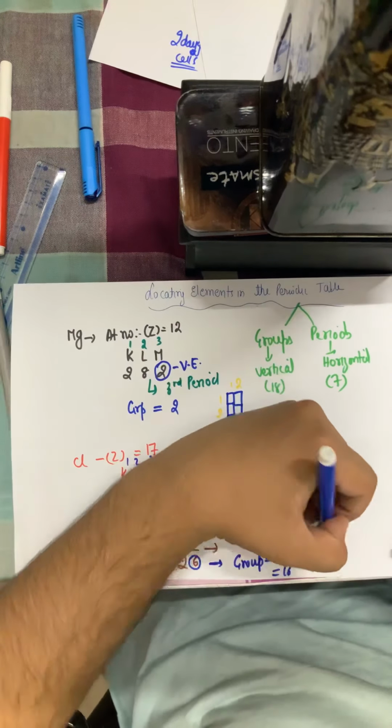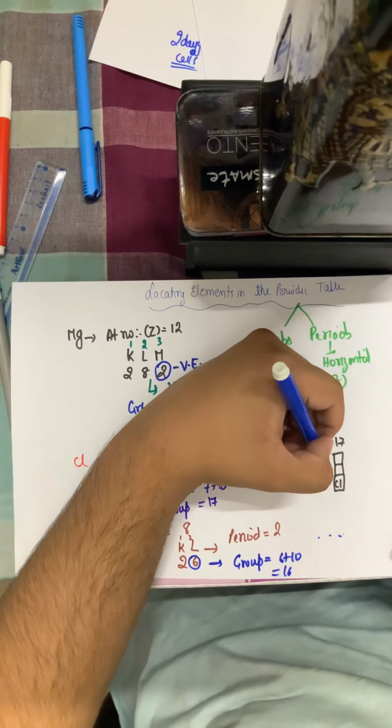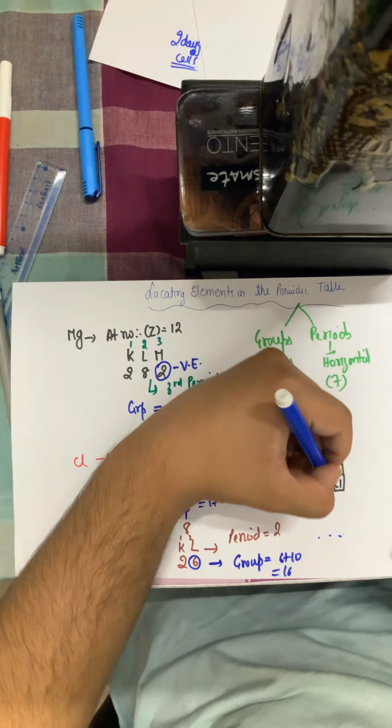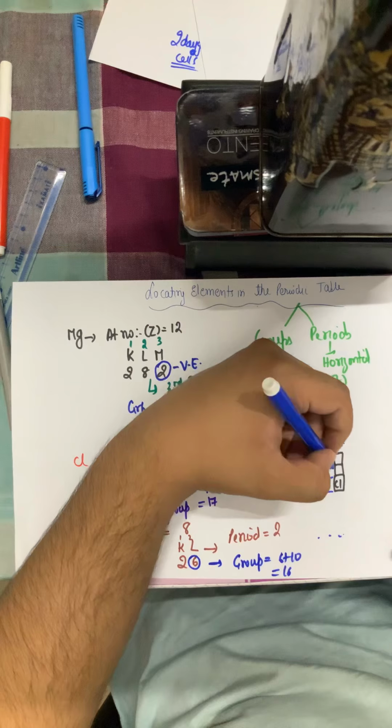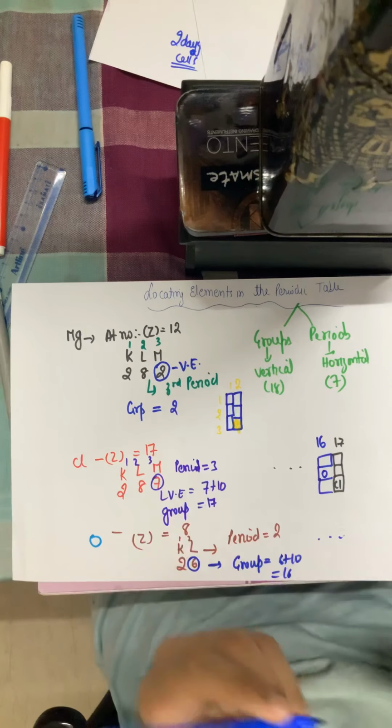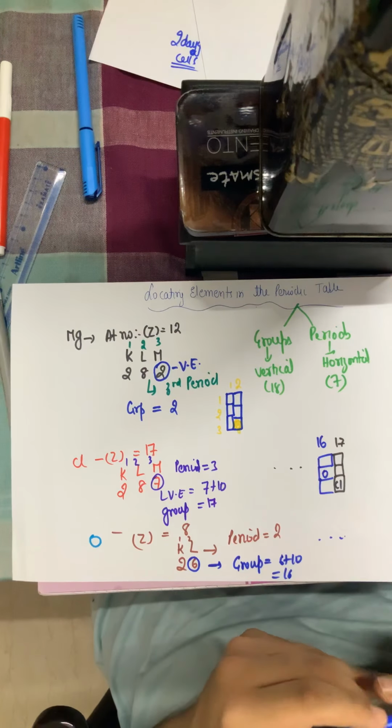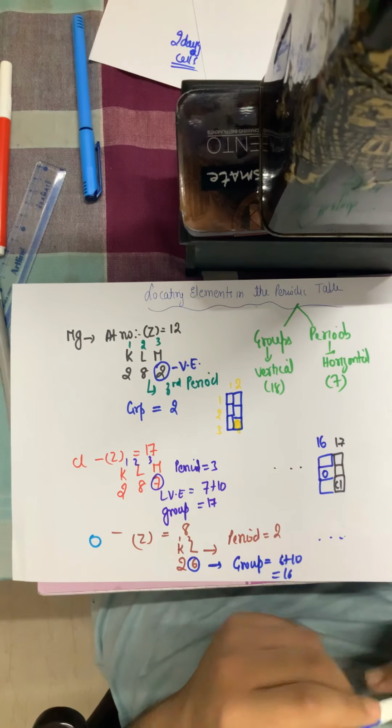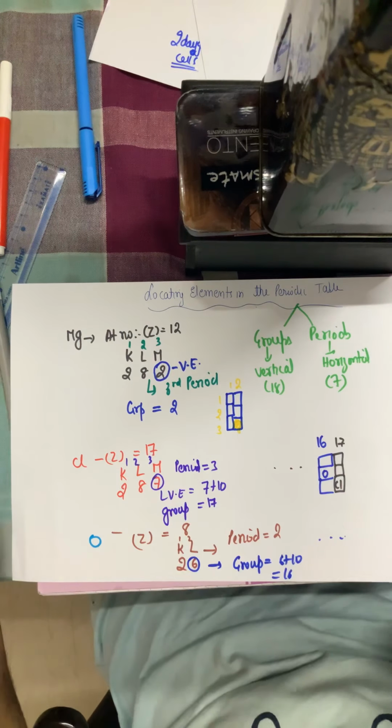So if I have, suppose this is group number 16, it will be adjacent to 17. So this is group number 16, and I have to take period number 2. This will be oxygen. Fine. So this is how we do the location in the modern periodic table at the class 10 level.